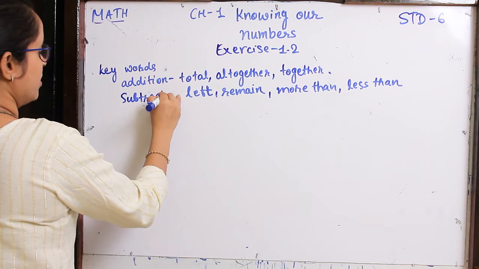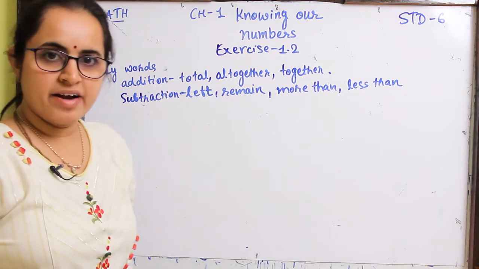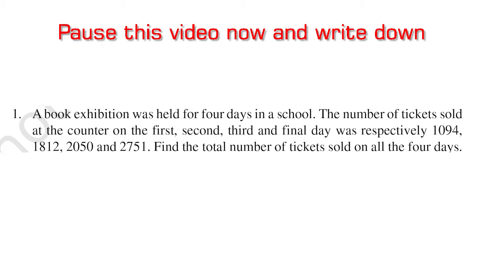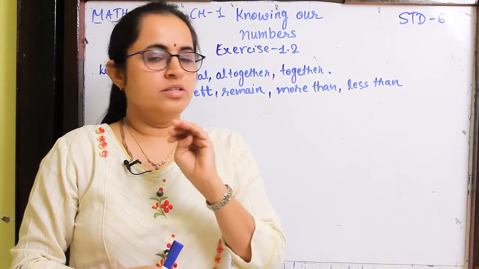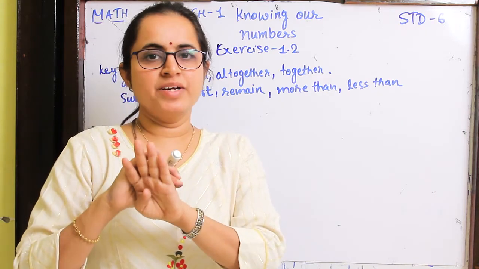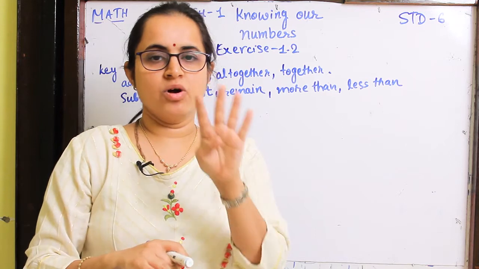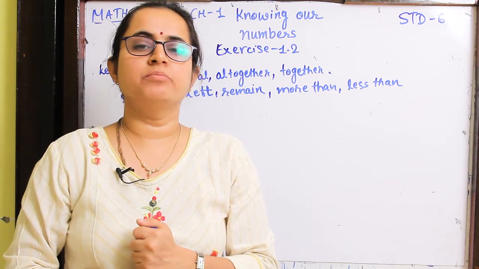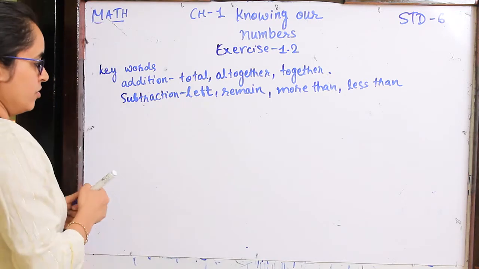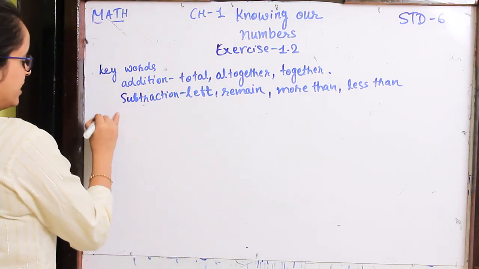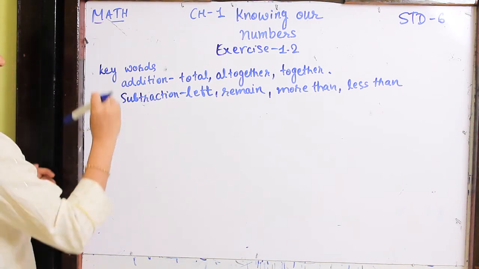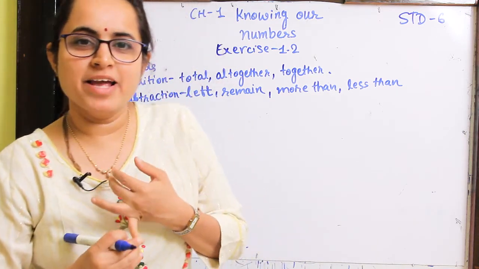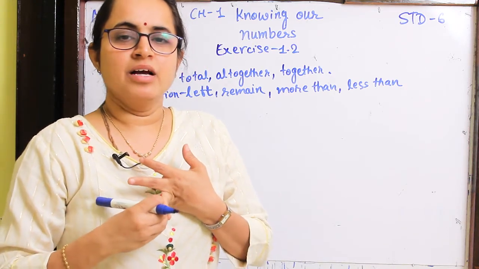Then for multiplication, there is no keyword. For multiplication, you are given the cost or the weight of one thing, and you have to find it for many things. So one to many: one is given and you have to find for many. That means it is multiplication. And if it is given for many, like for so many things, and we have to find for one, then it is called division. Okay, so you will understand by reading the question. Here for addition and subtraction we have keywords, so you can write them or keep them in mind while doing the sum.